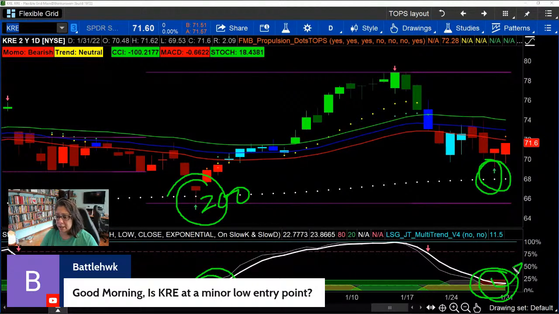Neutral market, very close to that slow stochastic. So there's a lot to like there. Okay, I do like that setup the closer we get to 68. You can be a little bit more aggressive. Notice we have the Darvis 3.0 signal right in here.